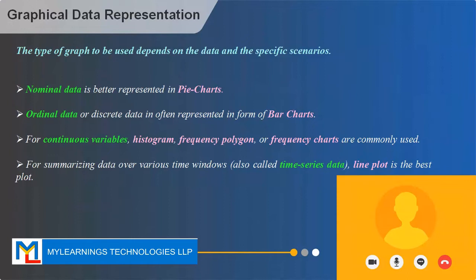If we need to summarize data over a time window, right? How much rainfall has happened over the last year or over the different months of a certain year, which is also called time series data. We use a line plot for the same. Let us understand what each kind of these data representation graphs are about.